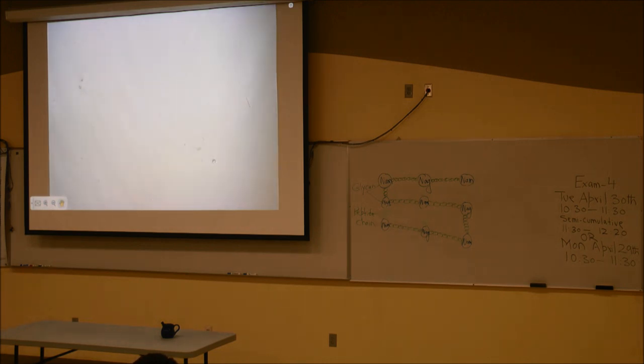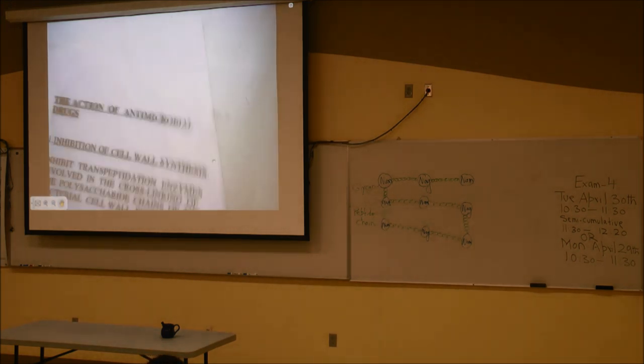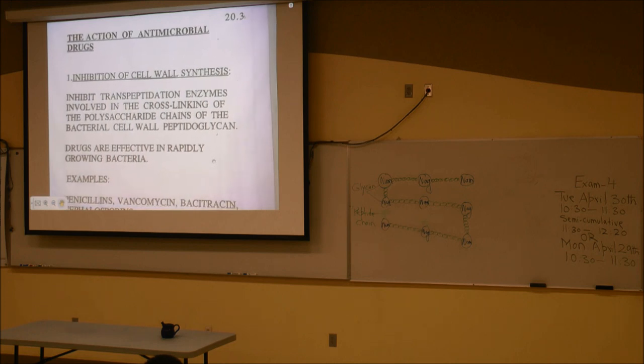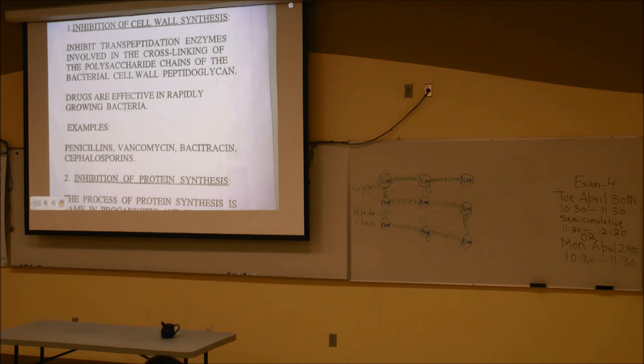So let me read this again. So these antibiotics, they do what? They inhibit transpeptidation enzymes. What do they do? They are involved in the linking of sugar and protein in peptidoglycan. Make sense? Now, this is the question that I just asked you. These drugs are effective in rapidly growing bacteria. Bacteria that already have cell wall, they will not work. Very good. The mechanism, I'm going to talk about that in just a few minutes. Later I will talk about that.